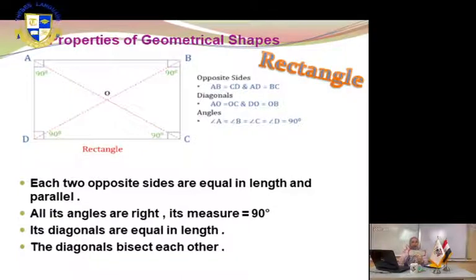The parallelogram doesn't have this condition. Here in the rectangle, the two diagonals are equal in length. The last one, the diagonals bisect each other. We will talk about the rhombus now.